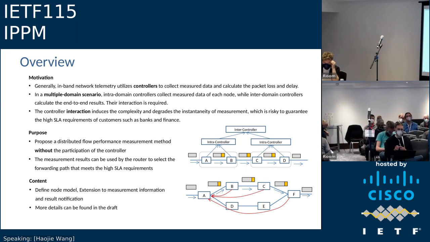So we would like to propose a distributed flow performance measurement method without the participation of the controller. The measurement results could be used by the router to select the forwarding path that meets the high SLA requirements. More details can be found in the draft. Next slide, please.